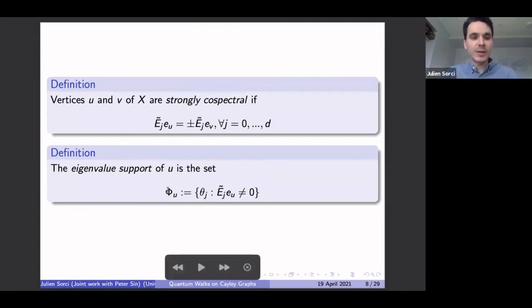And so when we're talking about perfect state transfer, a lot of the things you like to say about the eigenvalues usually have to do with the eigenvalue support. And so the eigenvalue support is your set of important eigenvalues when it comes to perfect state transfer.